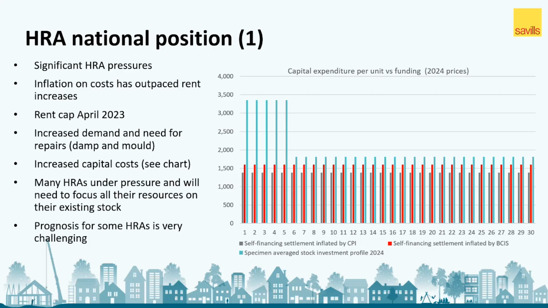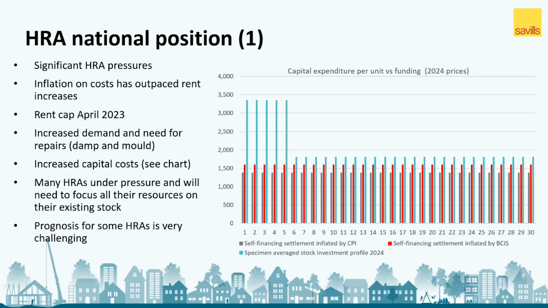The chart then shows the turquoise bars as our estimate, from working with a number of authorities during the course of this last year, of what we need to invest in the stock over the next few years and the next 30 years, so a big upfront investment in the first few years, followed by a long-term increased investment compared to the funding that we have available. And what this means is that many HRAs are under pressure and will need to focus pretty much all of their existing resources on their existing stock.